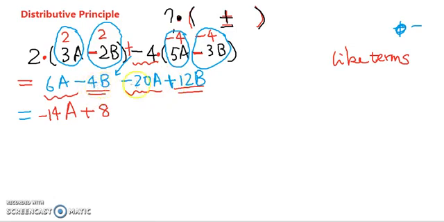It's positive, and 12 minus 4 is 8. So we got the answer negative 14a plus 8b. Because these two are not like terms, we cannot combine. a and b, they're different variables. They're not like terms, so we cannot perform any more operations. We can stop here.